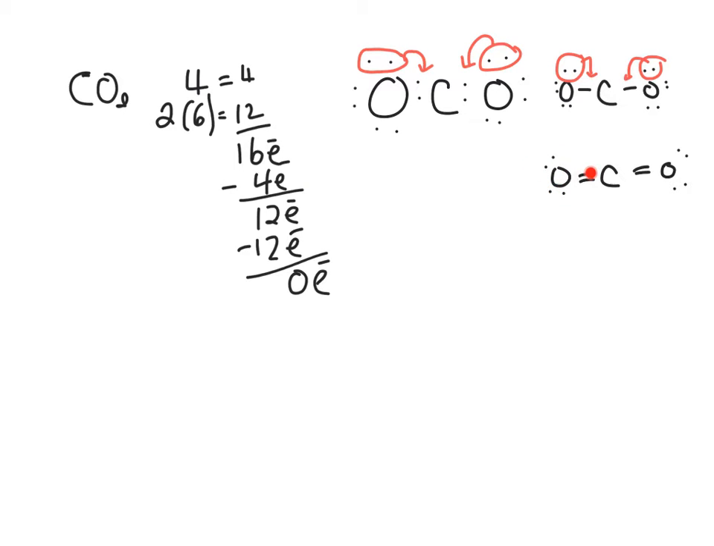2, 4, 6, 8, 10, 12, 14, 16 electrons placed. So we've used all the electrons we had. Oxygen is surrounded by 8, oxygen is surrounded by 8, and now carbon has 8 because there are 2 electrons in each one of those bonds. So now we have the correct Lewis structure. We've used 16 electrons. Everybody's octet is complete.